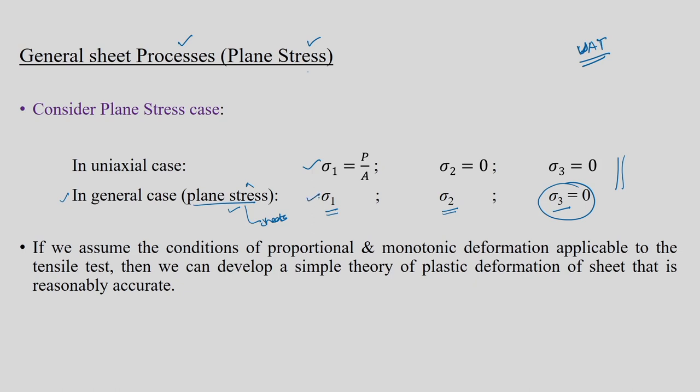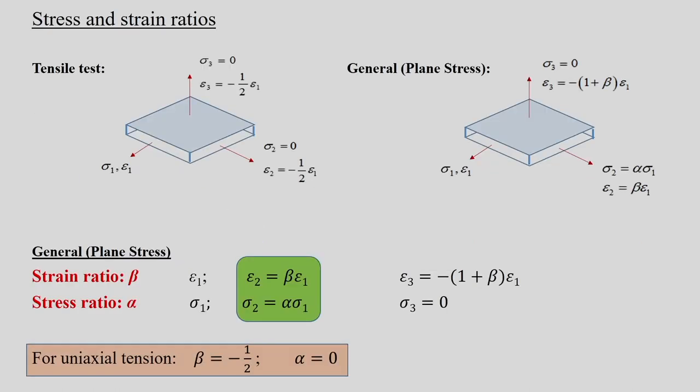Now the story is all about sigma 1 and sigma 2, but you have epsilon 1, 2 and 3. All the relationships that we are going to have are between epsilon 1, epsilon 2, epsilon 3 and sigma 1, sigma 2. Sigma 3 will not come into the picture because it is 0. Out of epsilon 1, 2 and 3, one will become 0 later on in certain processes that we will see. If we assume the conditions of proportional and monotonic deformation applicable to the tensile test, then we can develop a simple theory of plastic deformation of sheet that is reasonably accurate. With this brief, I am now going to define the stress ratio and strain ratio, which will be useful for us.